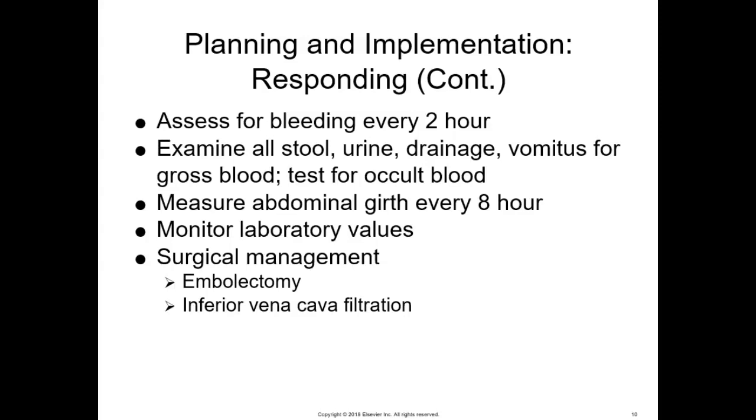Under minimizing bleeding, priority nursing actions are ensuring that appropriate antidotes are present on the nursing unit, protecting the patient from situations that could lead to bleeding, ensuring correct drug therapy, assessing lab values, and monitoring the amount of bleeding that occurs. Assess for evidence of bleeding, examine all stool, urine, drainage, and vomit for gross blood or occult blood, measure the patient's abdominal girth every 8 hours, as increasing girth can indicate internal bleeding. If the patient has severe blood loss, packed red blood cells may be prescribed.